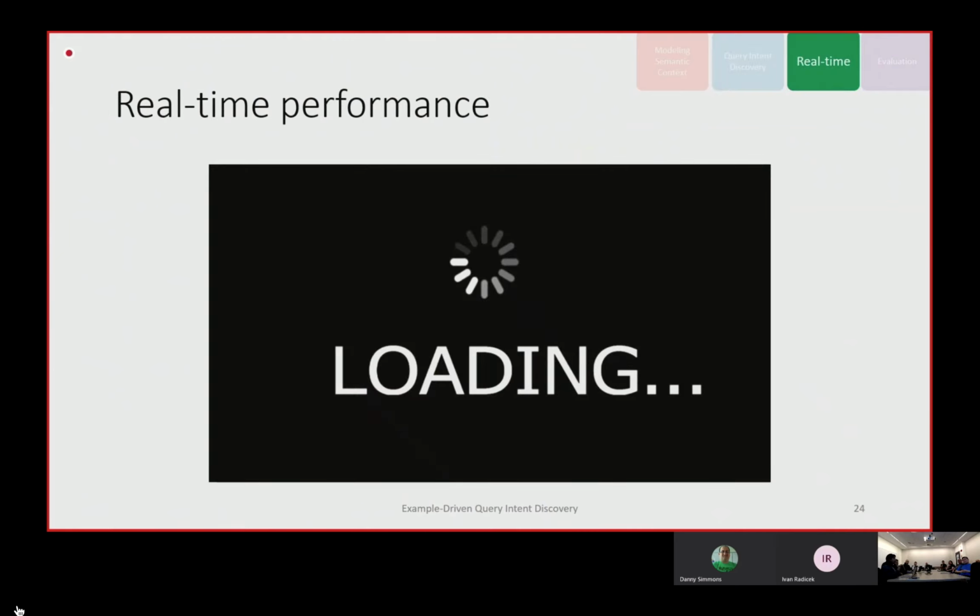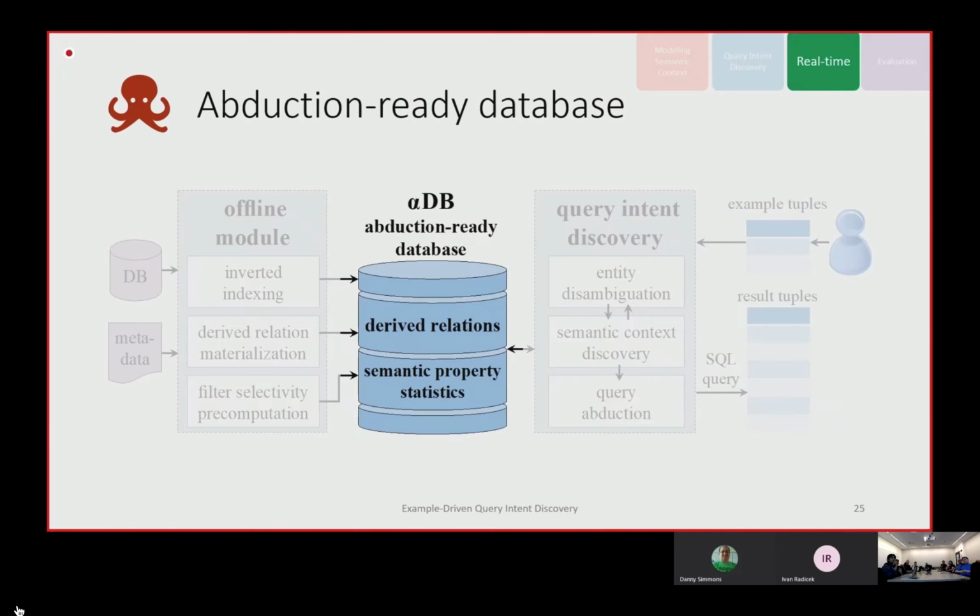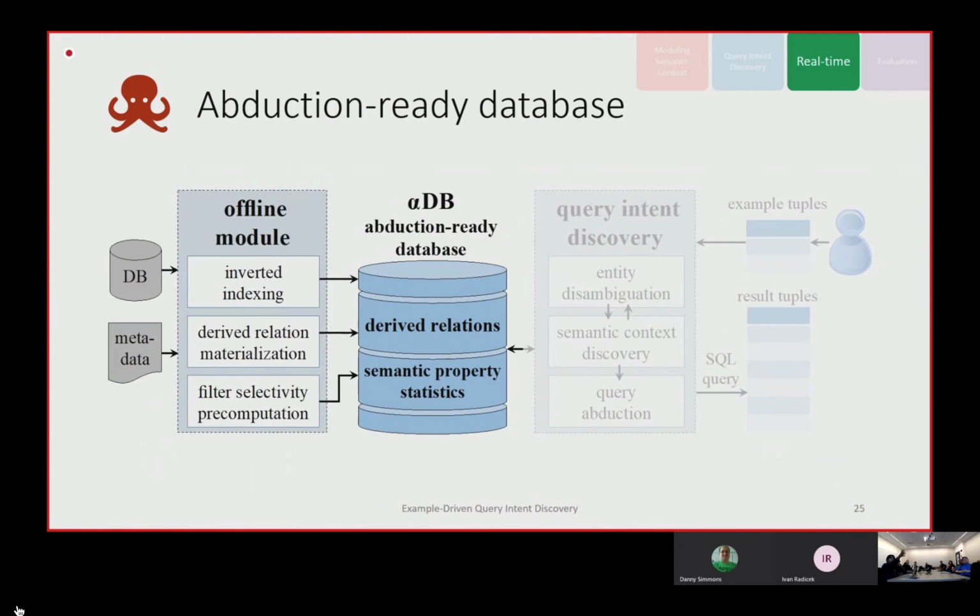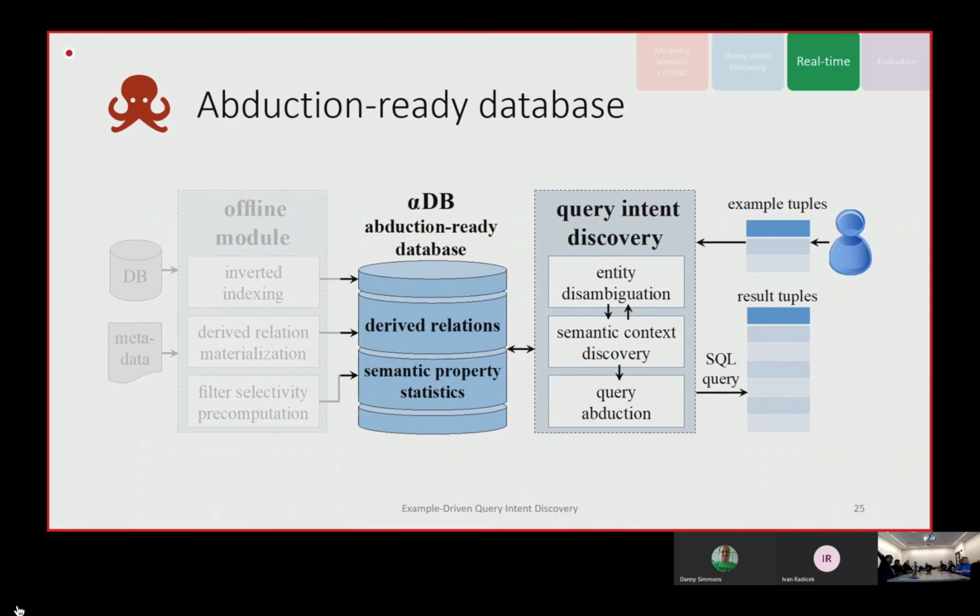So far I have talked to you about how SQuID uses context to infer the query, but for a real-time query by example system, it has to happen on the fly. To make it happen, SQuID precomputes an abduction-ready database, which is an augmentation of the original database with some derived relations and semantic property statistics. SQuID precomputes it in the offline module, and the online module consults this database to provide the user a real-time experience and computes context on the fly.